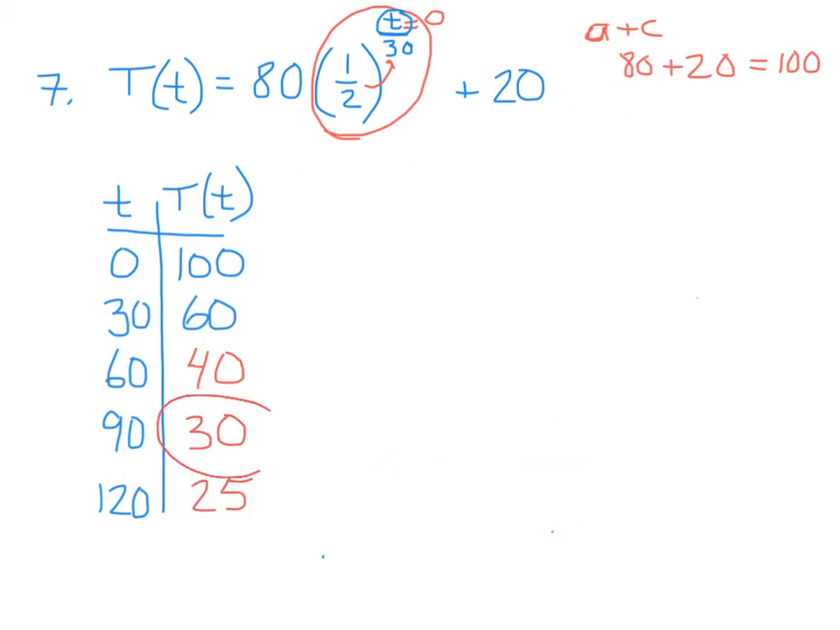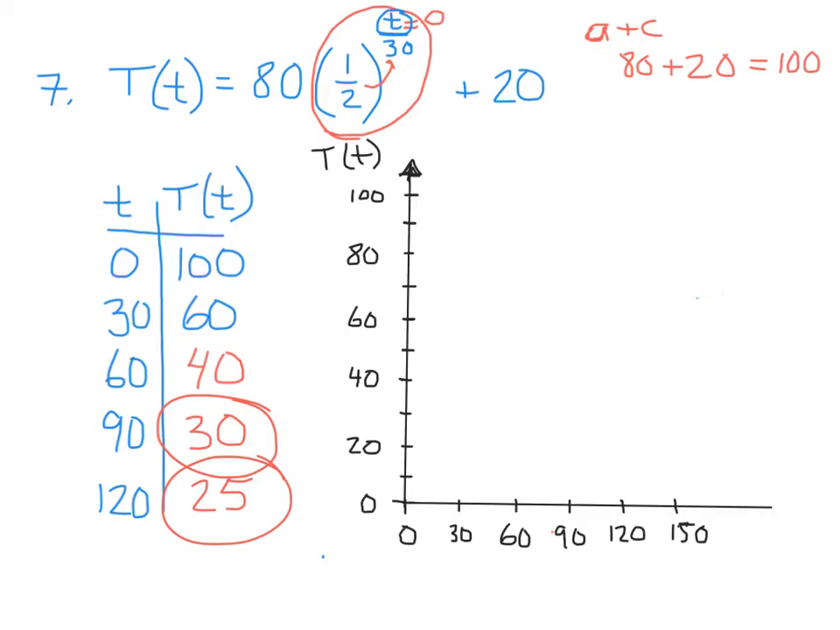So you should have got that when you plug in 90, you get 30 degrees, and when you plug in 120 minutes later, you get 25 degrees. Now let's graph this. So I'm going to graph this using the graph I've made over here, where the x-axis is time, y-axis is temperature.